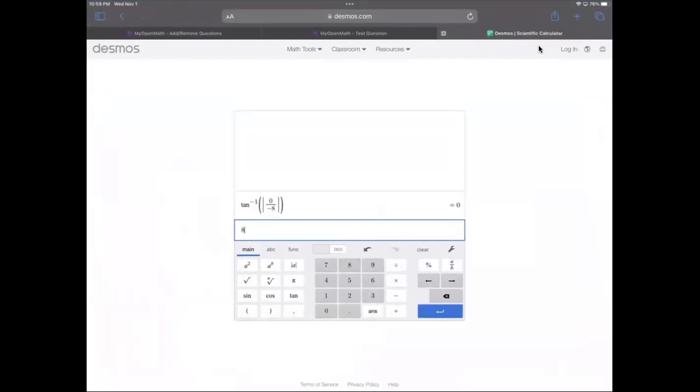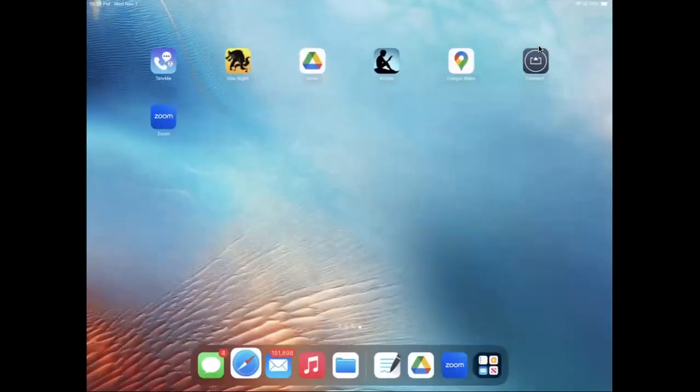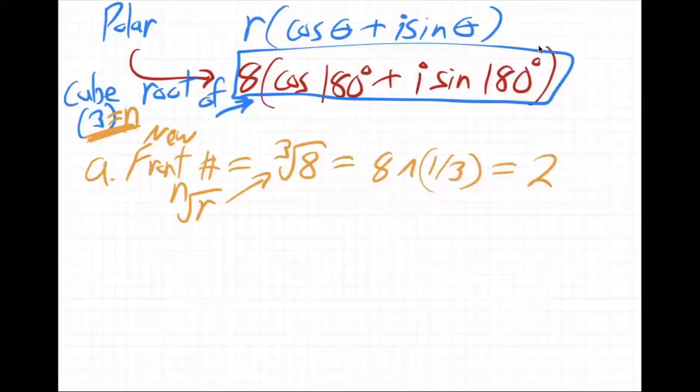Or what you can do, I'll show you 2 ways. 8 raised to the power of 1/3, like that. Hit enter. See, it's 2. Or you can do cube root, put a third root there, and put the 8 inside and hit enter. Either way, it's going to be 2. So that's the new front number. That's the new front number is 2.